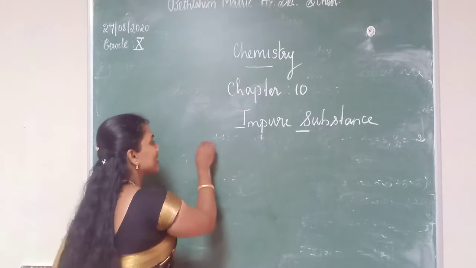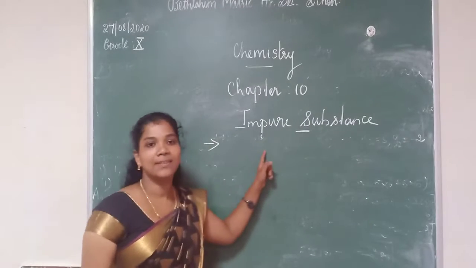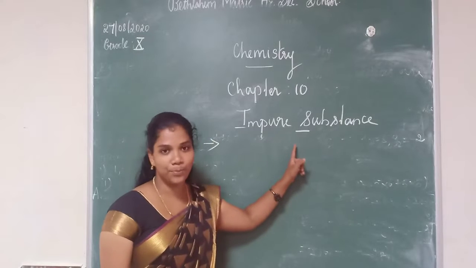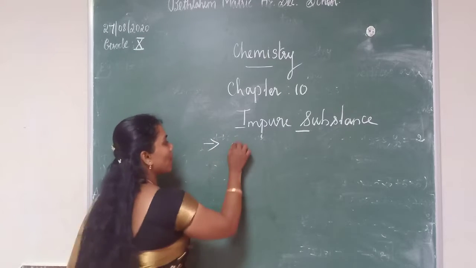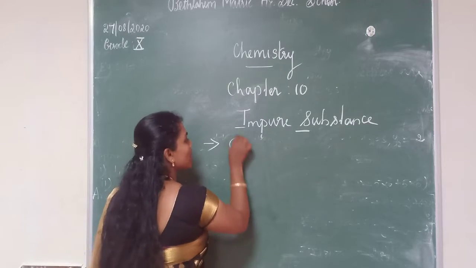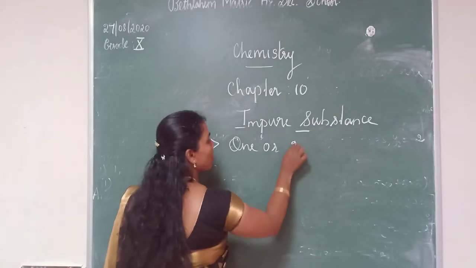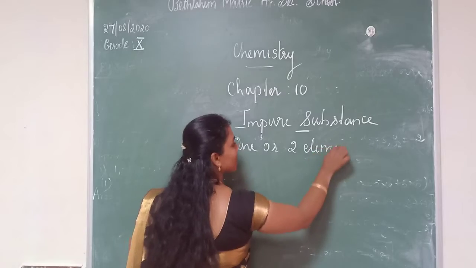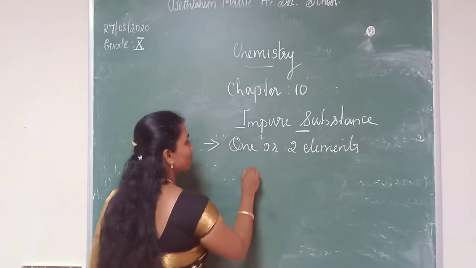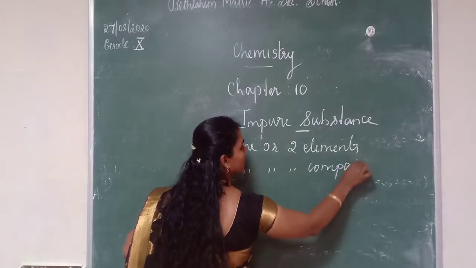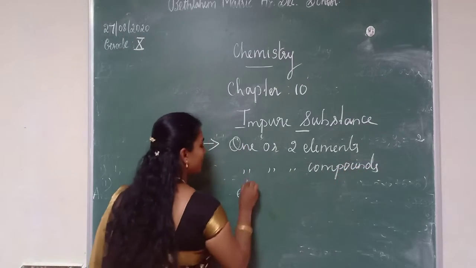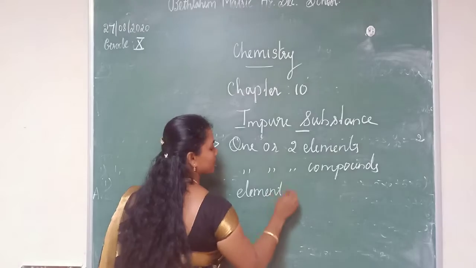So what is impure substance? First we can see the definition. Impure substance means it may be made up of one or two elements, or it is made up of one or two compounds, or it may be made up of elements and compounds.